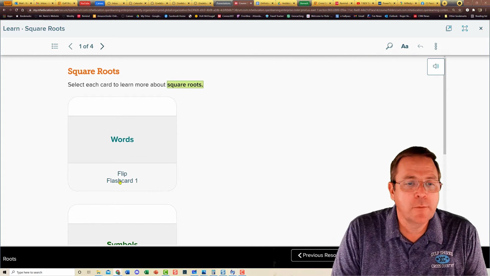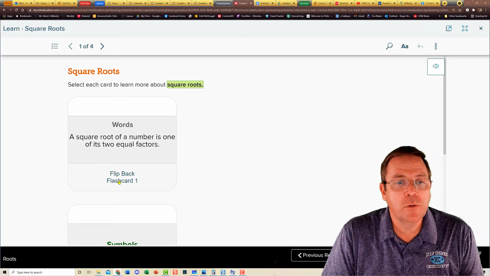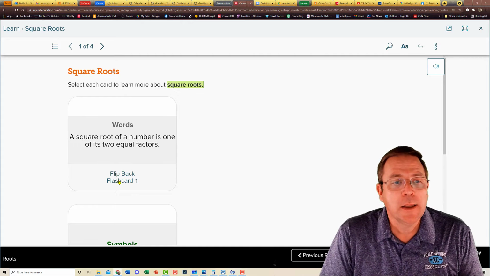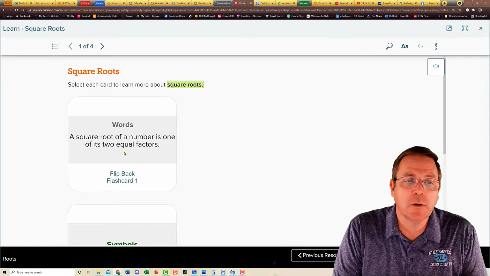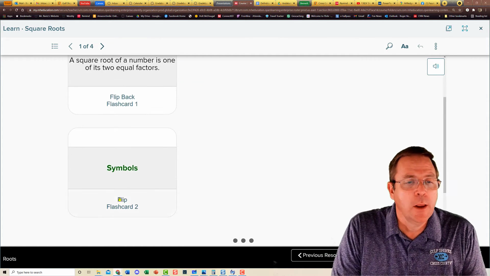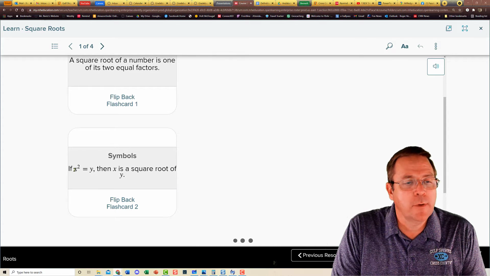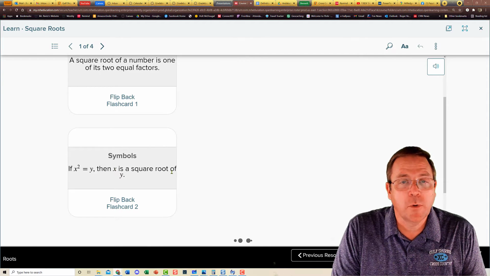The definition of square root is: the square root of a number is one of its two equal factors, meaning one of the two numbers that multiplies by itself to equal that number. In symbols, we're going to indicate it by saying that if x squared is equal to y, then x is going to be the square root of y.